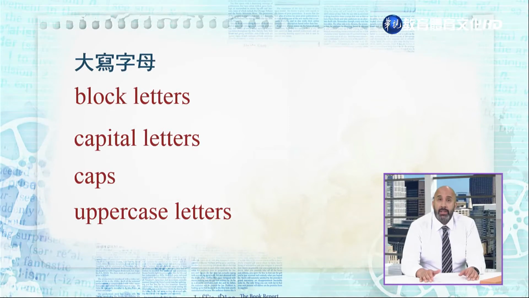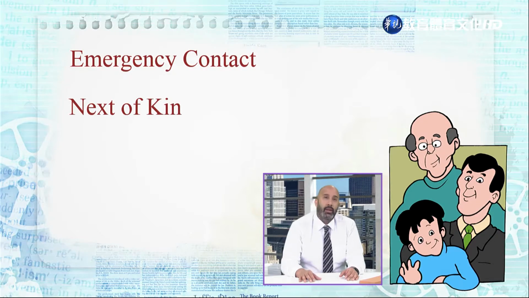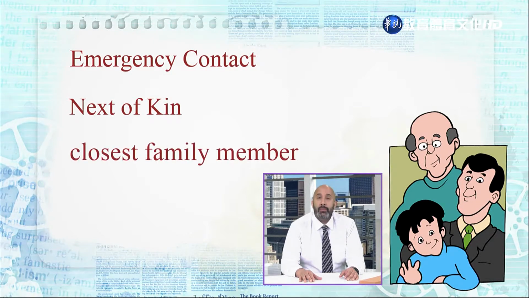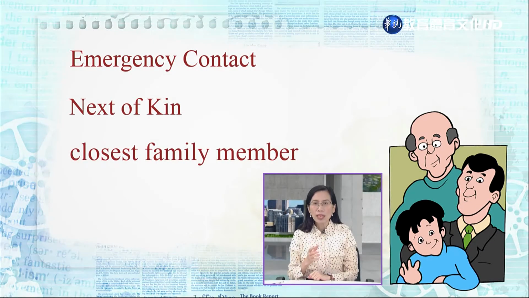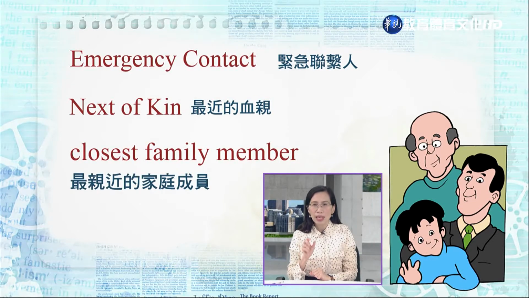You might also be asked to fill in an emergency contact or next of kin, which means your closest family member. Emergency means 紧急, contact means 联络. Next of kin means the closest blood relative, or closest family member.